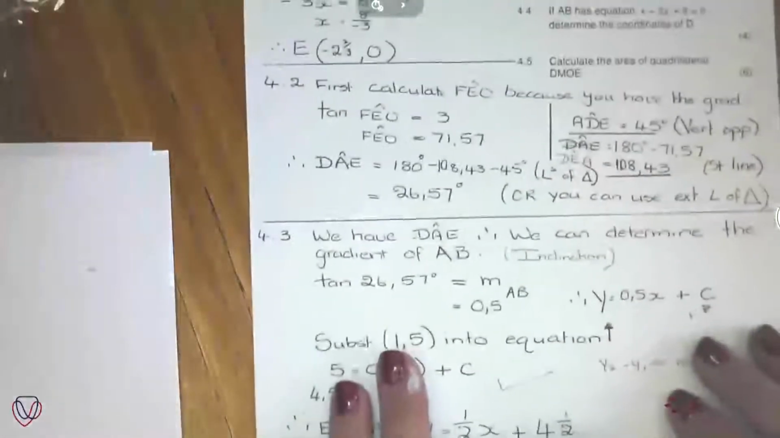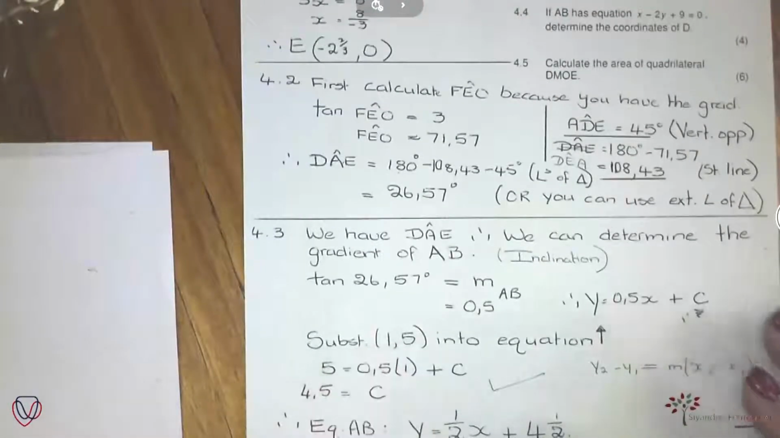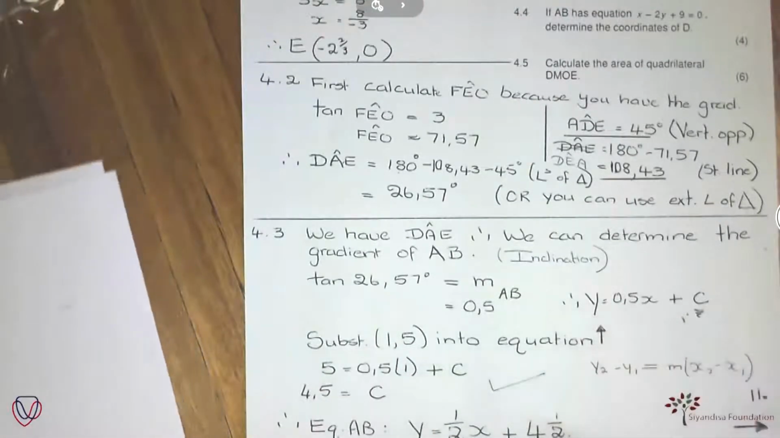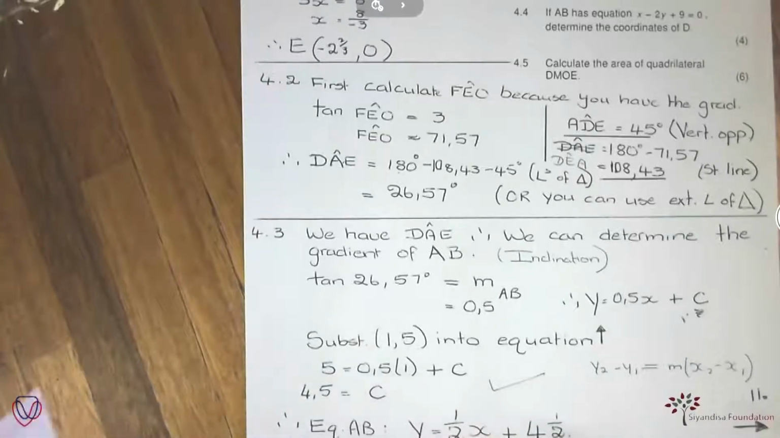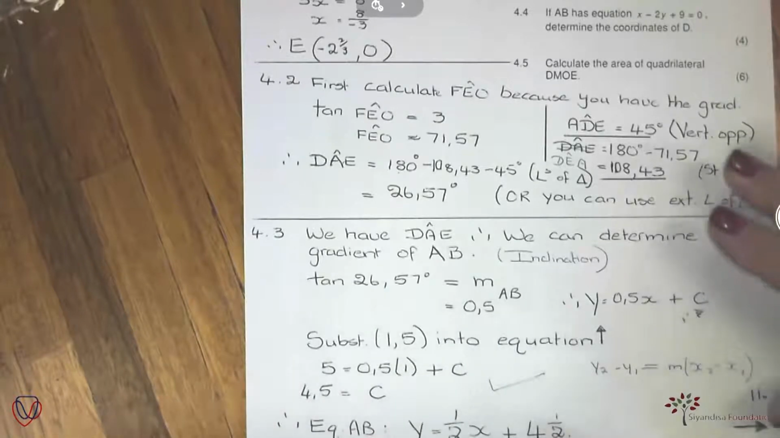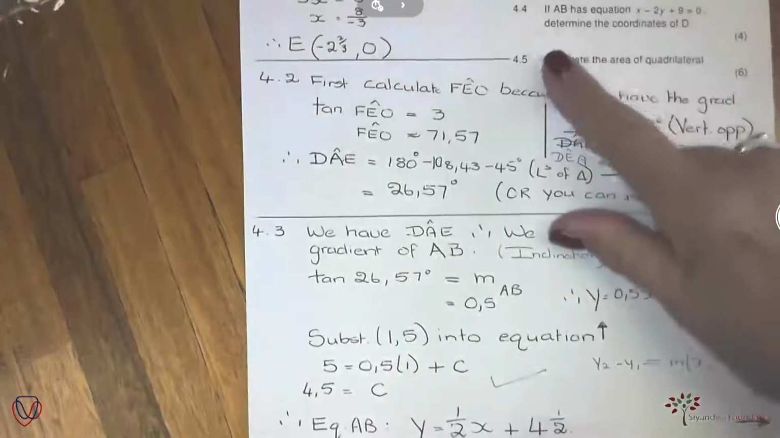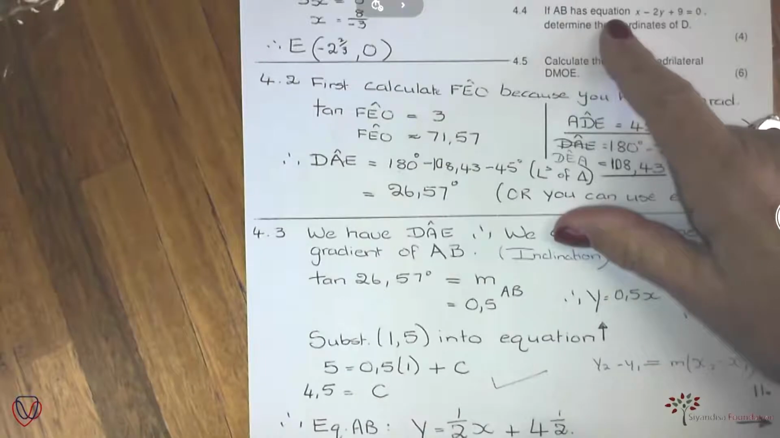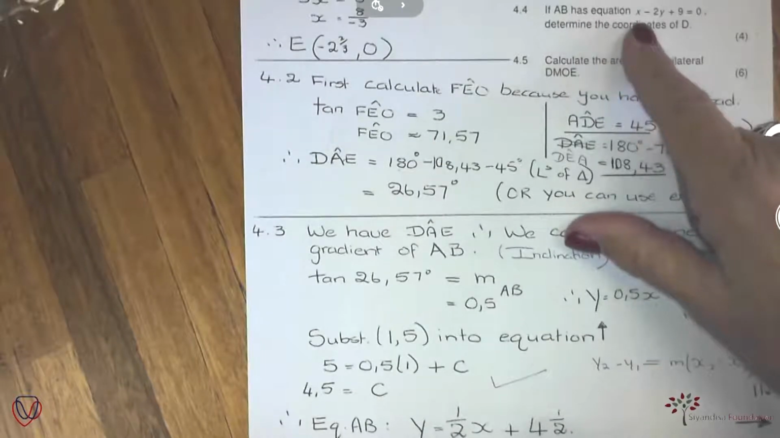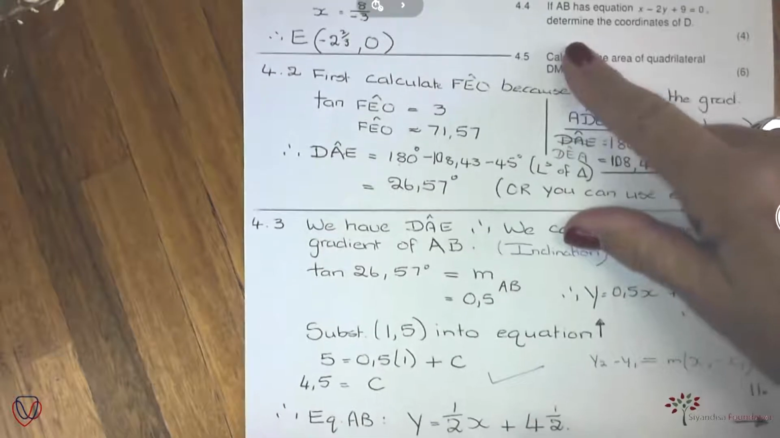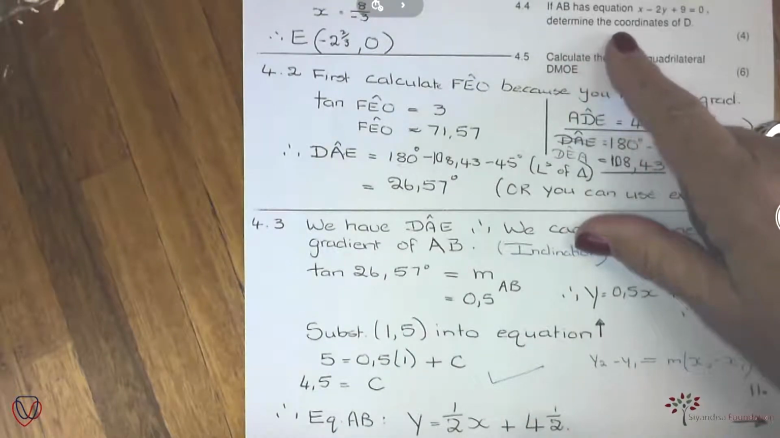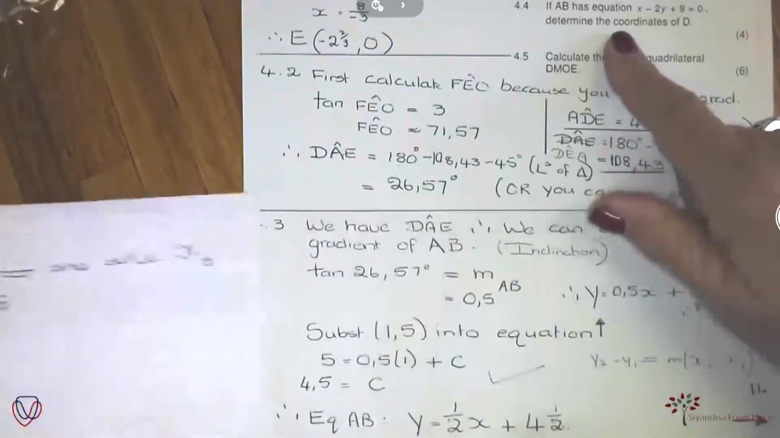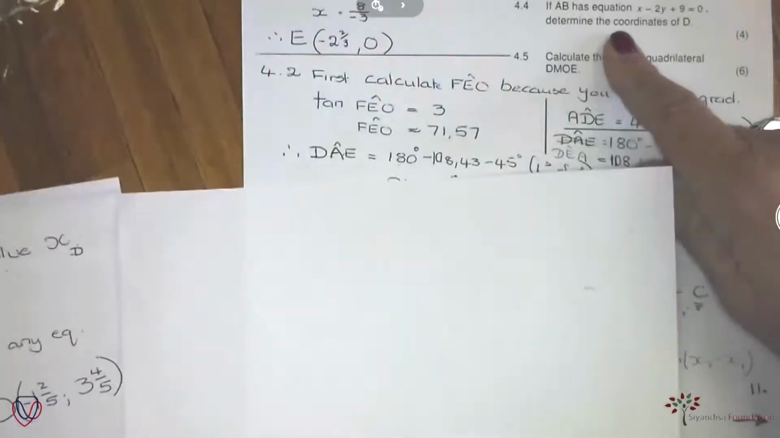Now, is there another question on this page? Let's quickly check it. Calculate the, there's another question, and a wonderful question. I know why I did this. I wanted to get to the more difficult questions, right? Okay, let's see. The next question is, if AB has an equation of x minus 2y plus 9 is 0, determine the coordinates of D. Wow, okay. You know, they made it very easy for us.